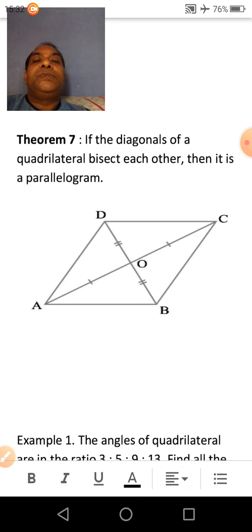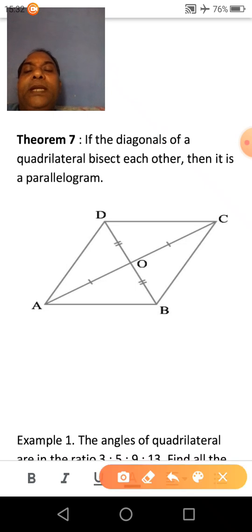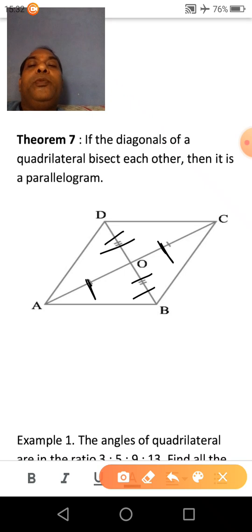Now next theorem, if the diagonals of a quadrilateral bisect each other, then it is a parallelogram. So you can prove it in the same manner. Here, diagonals bisect each other means OA is equal to OC, OB is equal to OD. Clear? And you have to prove that it is a parallelogram. So you can prove it easily.